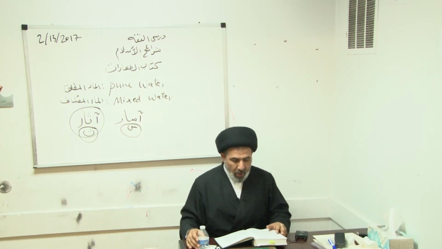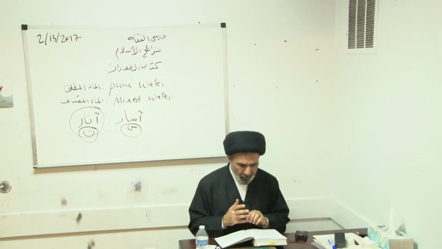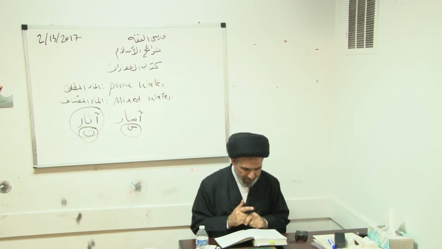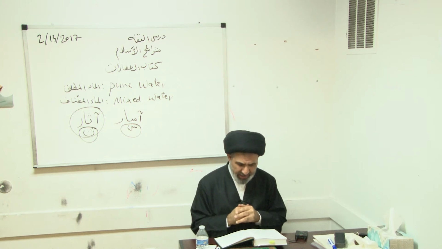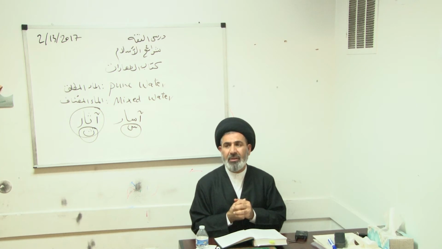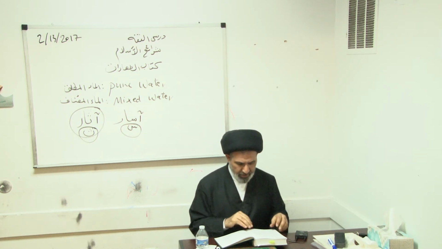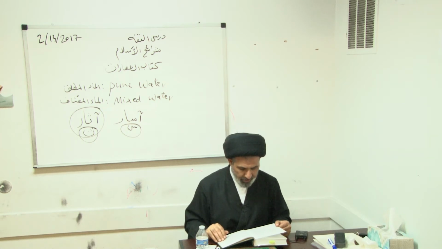Okay? So these six items invalidate wudu. What are they? Number one, urine. Number two, feces. Number three, wind. Number four, complete sleep. Number five, being unconscious, either through fainting or insanity or intoxication. And number six, istihada. These things invalidate the wudu, and therefore you have to renew your wudu.